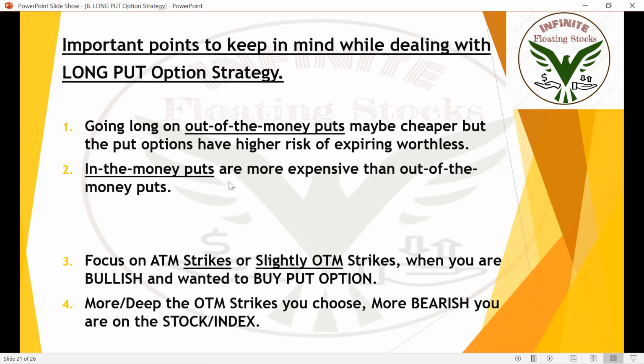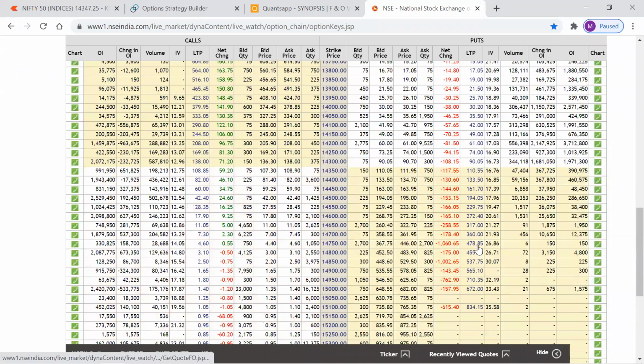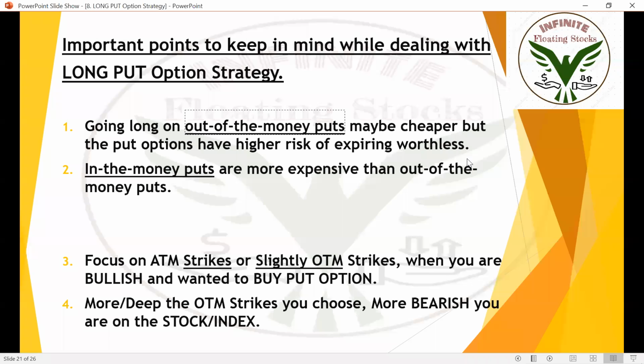Okay, in the money puts are more expensive than out of the money puts. We already know this. See, these are in the money puts. Look at the price: 672, 700, 500, 400, 161, 194, 229, 360, 455, 700. In the money puts are very costly. The premiums of in the money options are higher compared to out of the money premiums. So that's a common point.